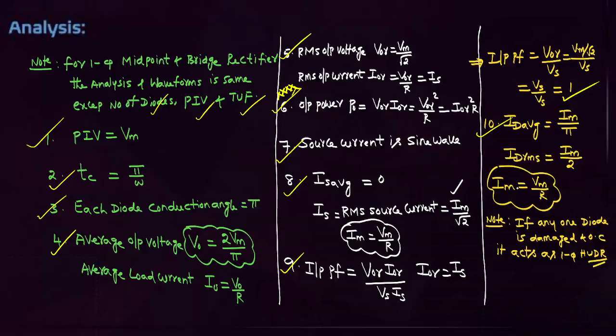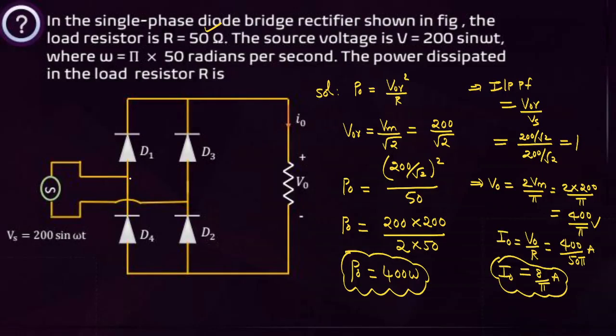Average diode current, RMS diode current. If any one diode is damaged, it acts as a half wave rectifier. Correct or not? In a full wave rectifier, if one diode is damaged, you get output for one half cycle only. In the other half cycle you don't get output. That's why it becomes a half wave rectifier. And this question you have to practice. This formula is important. Based on this formula, the GATE question is repeated.